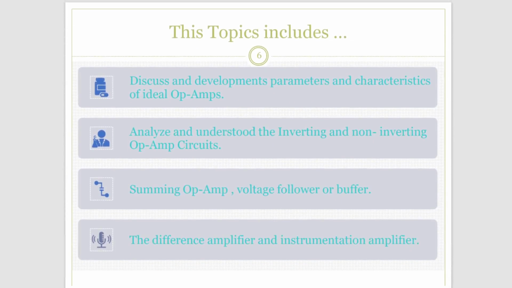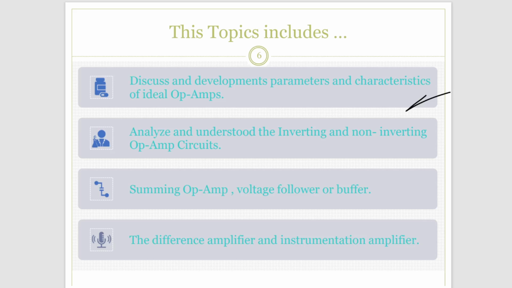The ideal operational amplifier topic includes discussing the development, parameters and characteristics of ideal op-amps. Okay, so we are going to talk about the parameters and the characteristics of this ideal operational amplifier. The ideal operational amplifier is a theoretical operational amplifier that is perfect without any errors. So this is the ideal operational amplifier. So first we are going to talk about the characteristics and the parameters of this ideal operational amplifier.